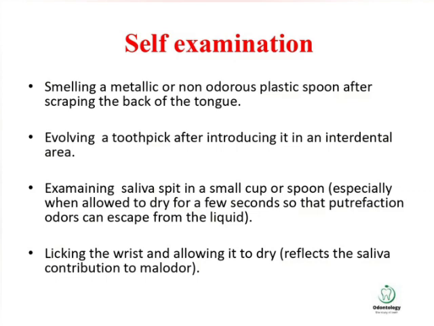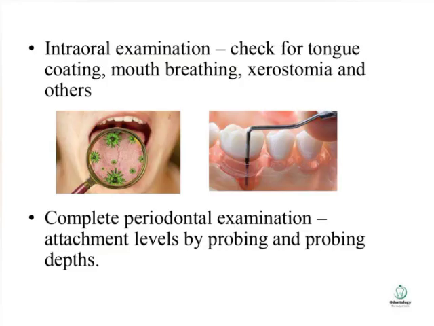Smelling a metallic or non-odorous plastic spoon after scraping the back of the tongue, smelling a toothpick after introducing it into the dental areas, examining saliva spit in a small cup or a spoon, asking the patient to lick the wrist and allow it to dry for a few minutes and then smell it again to know the presence of halitosis. These are the self-examination methods we use. And after that you will go for an intraoral examination. You have to check the tongue for any tongue coating, mouth breathing, xerostomia and others. Complete periodontal examination should be done to evaluate the attachment loss by probing.